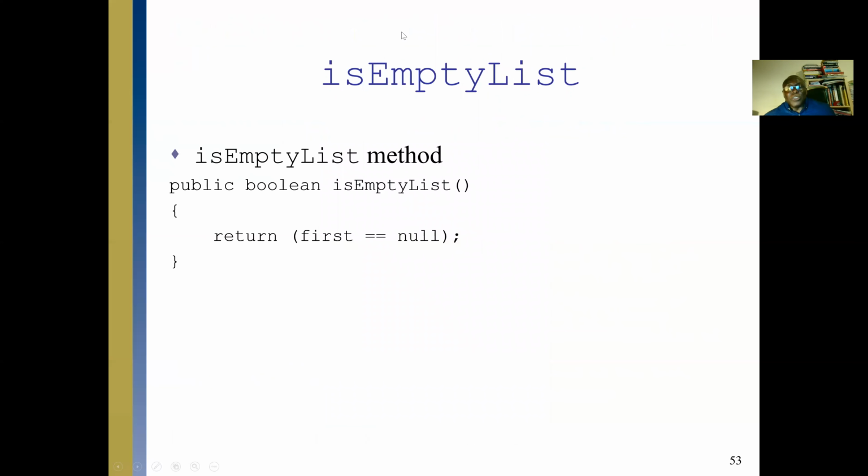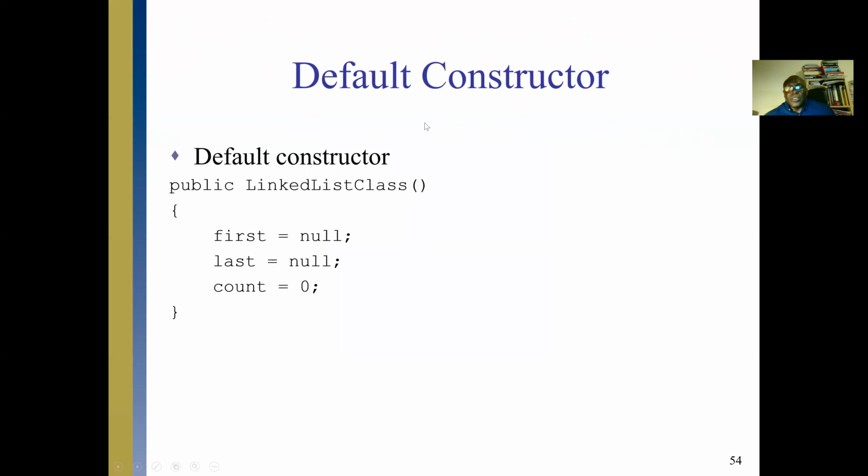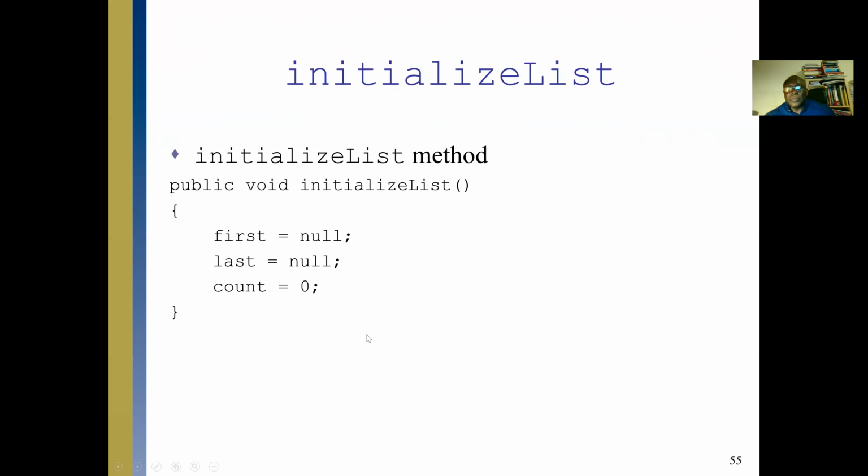So this is our first method to check if it's an empty list. Is empty means we return whether first equals null. For the default constructor, we set the first and the last to null and the counter to 0, which means there's nothing in the linked list. Initialize list, we make sure there's nothing inside, so we set the first and last to null and the counter to 0. So it's the same as the default constructor also.